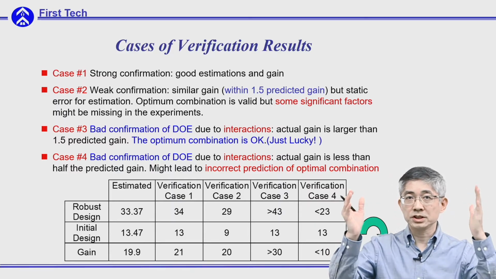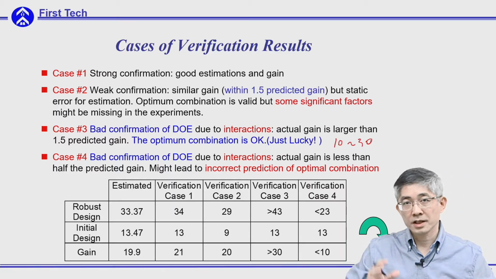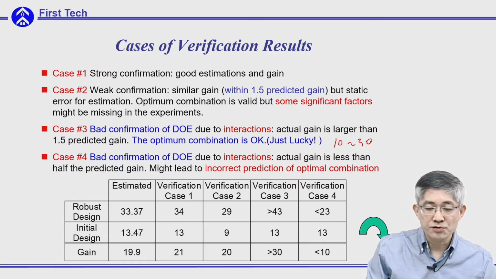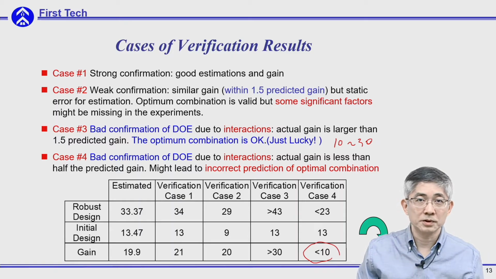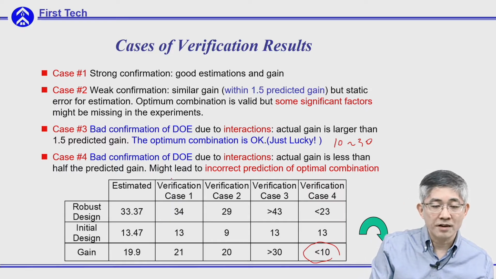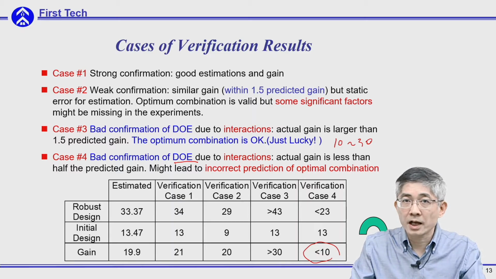While we mentioned, a reasonable prediction should be between 10 to 30. Case 3 is at the higher end, greater than 30. But in case 4, your result is less than 10. Then you really run into trouble. Not just do you have a bad confirmation of your design of experiment, the possible reason is still the same: interaction, and possibly missing some other important control factors.